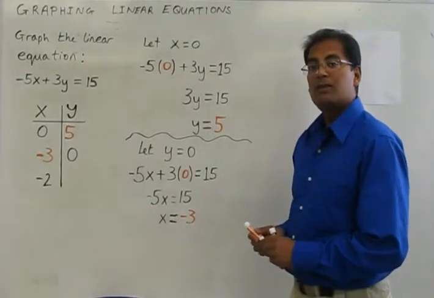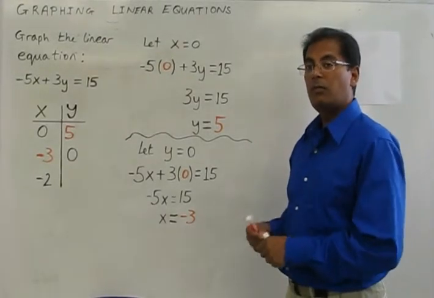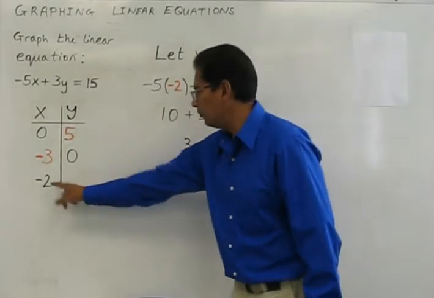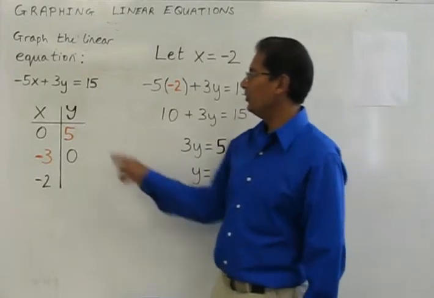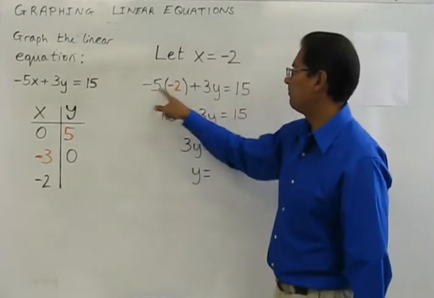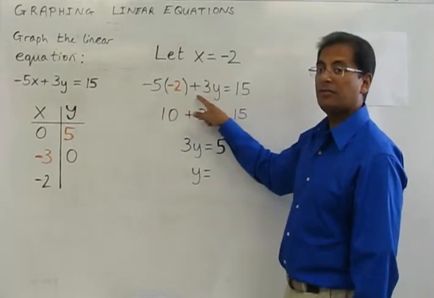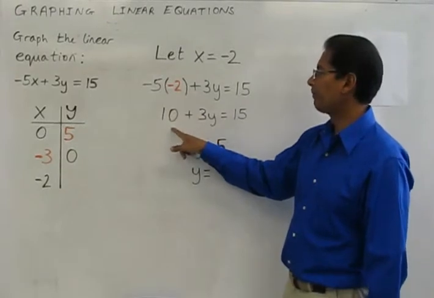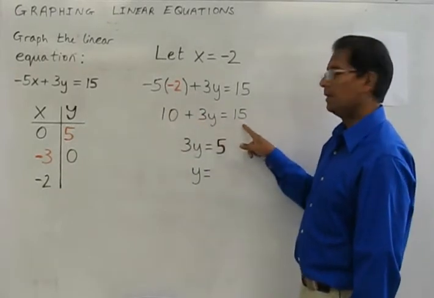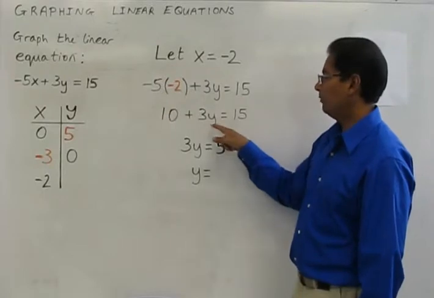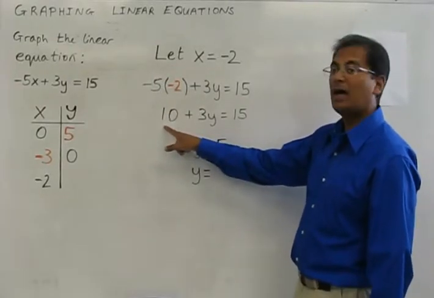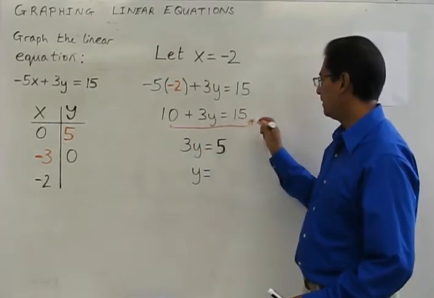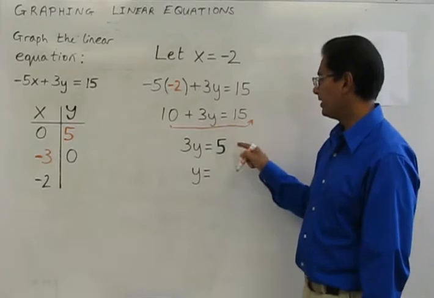In order to draw a line, you really just need 2 points, but we'll do a third point just to make sure. If we look at our third point, x equals negative 2, we plug negative 2 into the equation for x. So we get negative 5 times negative 2 plus 3y equals 15. Negative 5 times negative 2 is 10. So we get 10 plus 3y equals 15. Now we want to get y, so we'll subtract 10 from both sides. 15 minus 10 gives me 5.